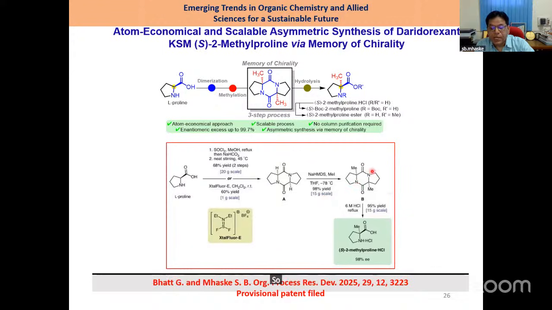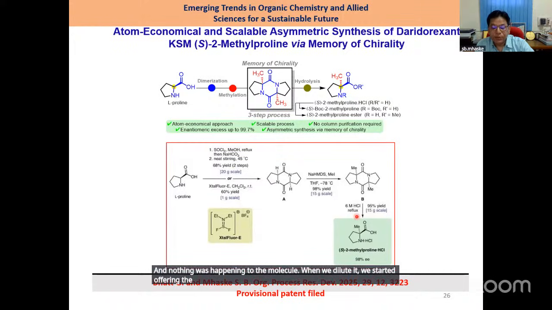Then this dimer was further cleaved using HCl. For this also, we suffered a lot. Initially we tried concentrated HCl and nothing was happening to the molecule. When we diluted, we started observing the product. We diluted further, and at 6 molar concentration, we could get this molecule.